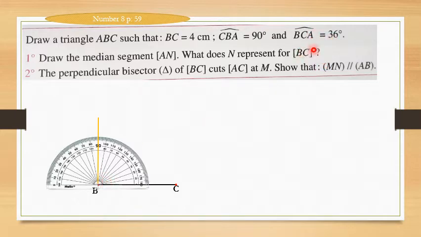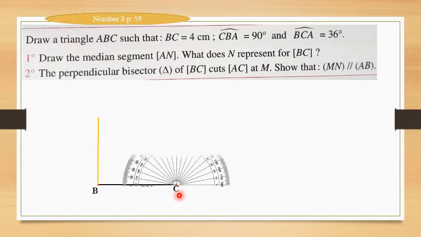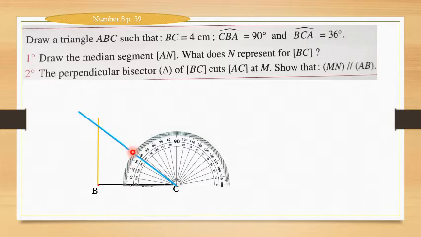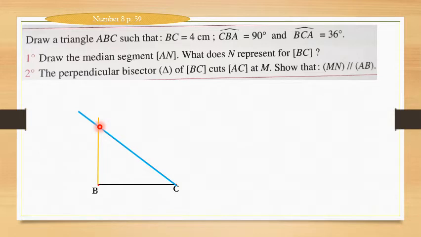Now, BCA equals 36. So, we put the protractor on the other extremity, starting from the 0, 10, 20, 30, and 6 dashes. It's 36 degrees. The point of intersection of these two rays here is A. Point A, and we draw here the triangle ABC.